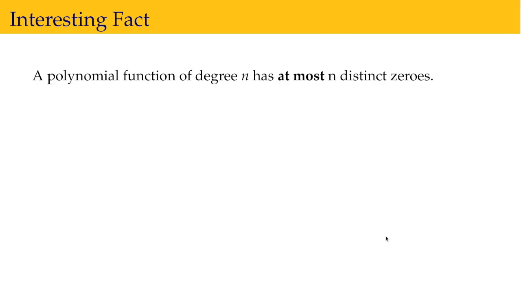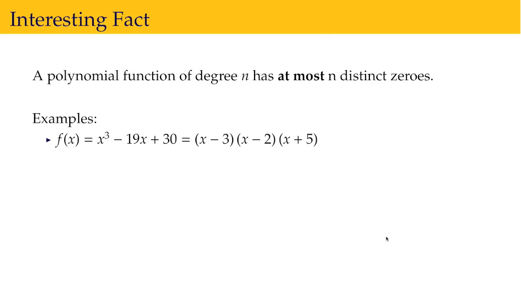So, interesting fact: a polynomial function of degree n has at most n distinct zeros. So here's our cubic polynomial from the previous example. We had that factored out, so we have 3 different zeros. 3 is a zero, 2 is a zero, and negative 5 is a zero. If it feels strange to you to say 3 is a zero, feel free to use our other vocabulary word. 3 is a root, 2 is a root, and -5 is a root of this function.